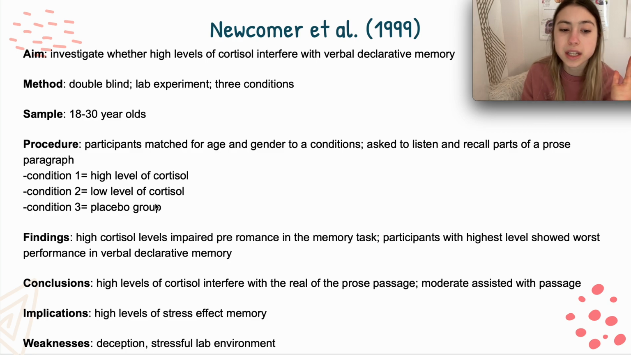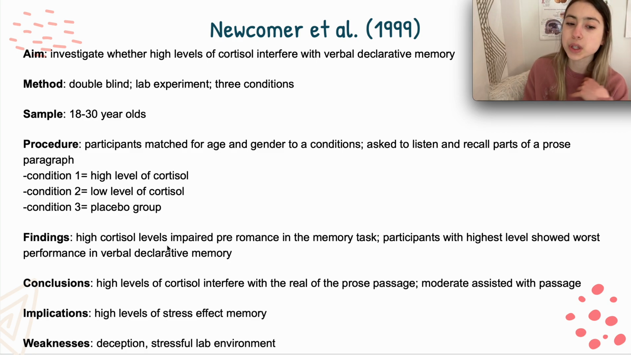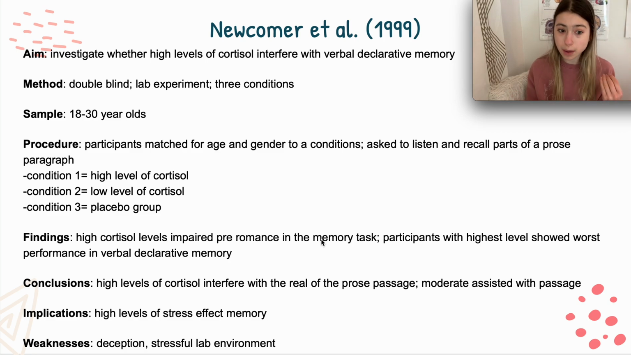So what they found is that high cortisol levels impaired performance in the memory task, and the participants with the highest level of cortisol given to them showed the worst performance in verbal declarative memory, so being able to declare facts from the paragraph. This concluded that high levels of cortisol can interfere with the real meaning of the passage. And there was definitely a difference between condition 1 and condition 2, because condition 1 just couldn't remember as much, and condition 3 didn't necessarily show that significant of a difference in their remembering from the first to the second time.